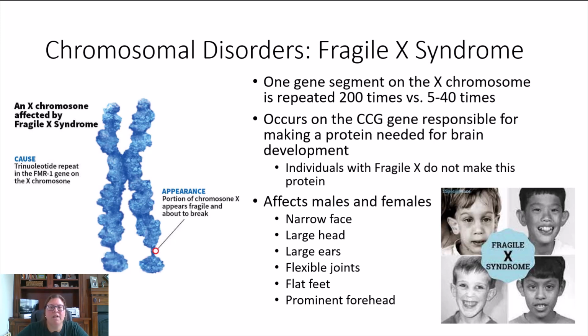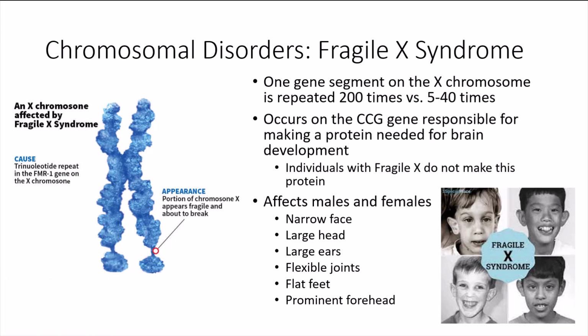Fragile X syndrome can affect both males and females, but it is more likely to impact males because of the pairing between the X and the Y chromosomes. Some physical characteristics of Fragile X syndrome include a narrow face, larger head and ears, flexible joints, flat feet, and a prominent forehead. Fragile X syndrome impacts development through intellectual and learning disabilities that include distractibility and impulsivity. Oftentimes, early intervention and special education is supplemented with treatment for attention deficit hyperactivity disorder.